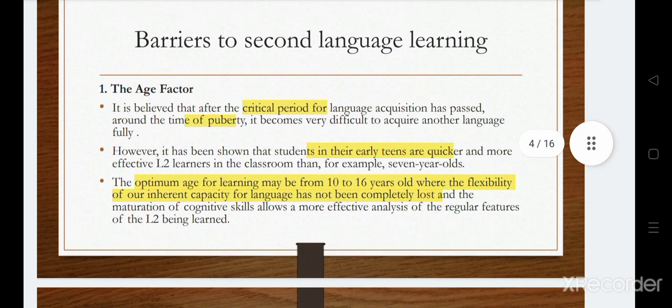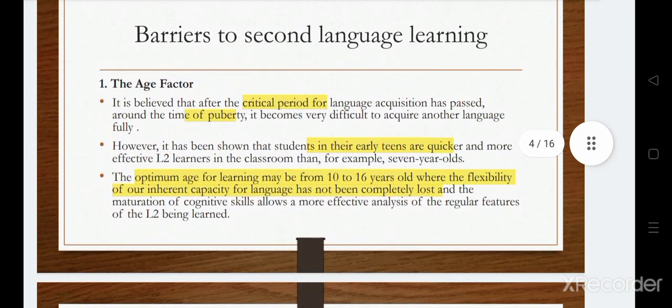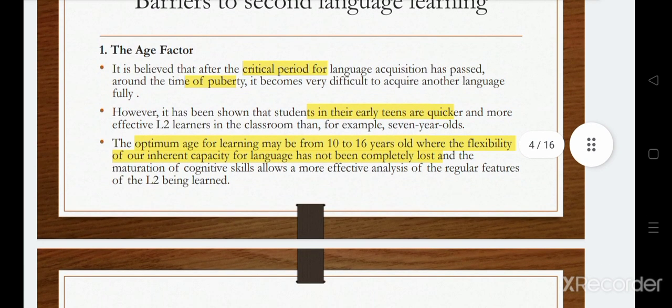I already made a detailed video on learning English as a second and foreign language and the barriers we face, so this video is just a quick glimpse over it. The age factor is very important in language learning. It is generally considered that there is a critical period for language acquisition. If that particular period of time has passed, then we don't learn the language as easily. This critical period for language learning is the time of puberty.